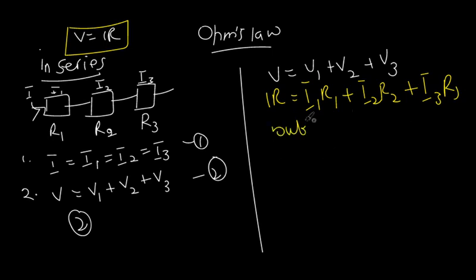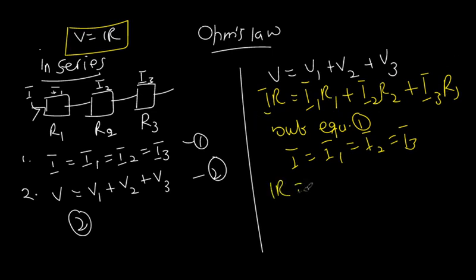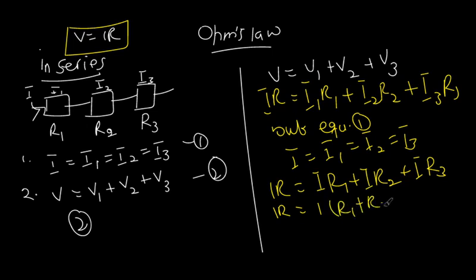But from equation 1, we know that I is equal to I1, which is equal to I2, which is equal to I3. So in place of I1, I2, I3, we can use I for all of them. So we have IR is equal to IR1 plus IR2 plus IR3. But then we have the same I all through, so we can factorize the I out, and then we have R1 plus R2 plus R3.